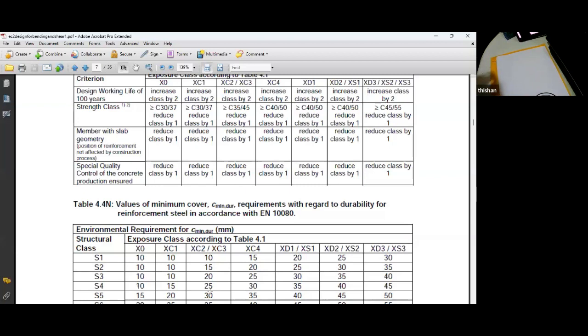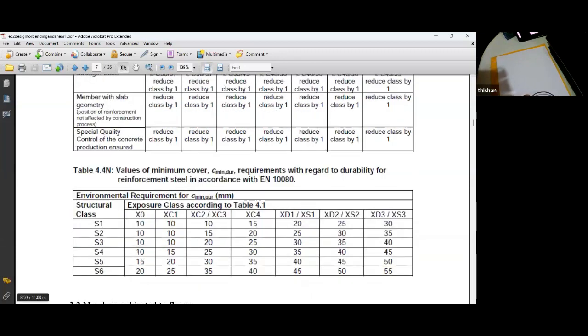Now this S4 is for 50-year design. If you want 100-year design life, what are you going to do? Slab geometry. So if it is 100-year, increase the class by 2. So you have to say not S4, you have to go for S6. Now you can see the cover requirement is 35. 35 plus 10 is 45.